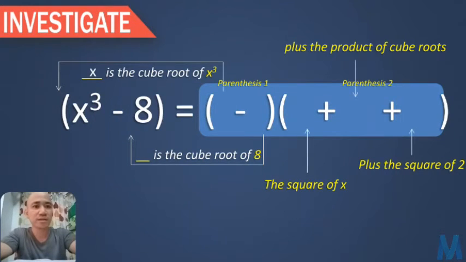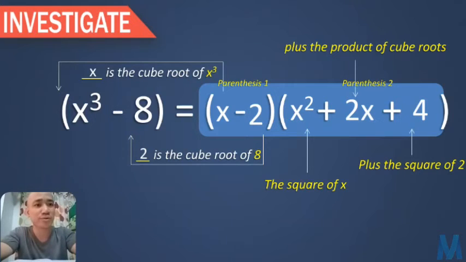Now, salin natin, balik na sa gamay nga parenthesis. What is the cube root of x cubed? X. What is the cube root of 8? Very good, 2. Okay, so the square of x, sa ikaduwata nga parenthesis, the square of x is x squared. Then the product of the cube roots, x times 2 is 2x. Hindi pwede ang x2. Hindi pwede ang x2. So dapat mauna ang numbers sa variable. Okay, so dapat 2x. Then the square of 2. Square of 2 is 4. Very good.